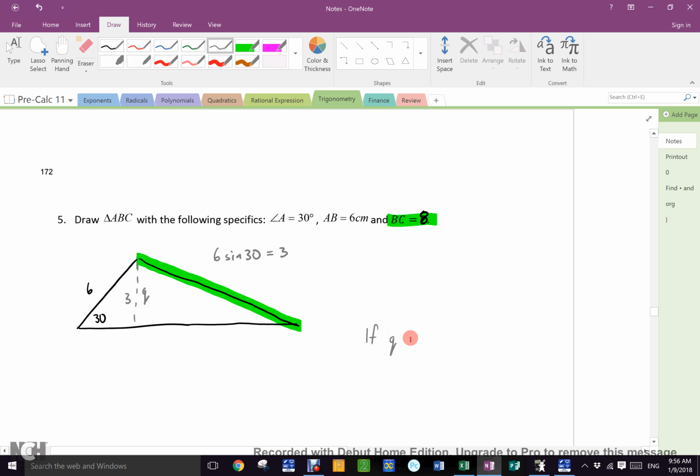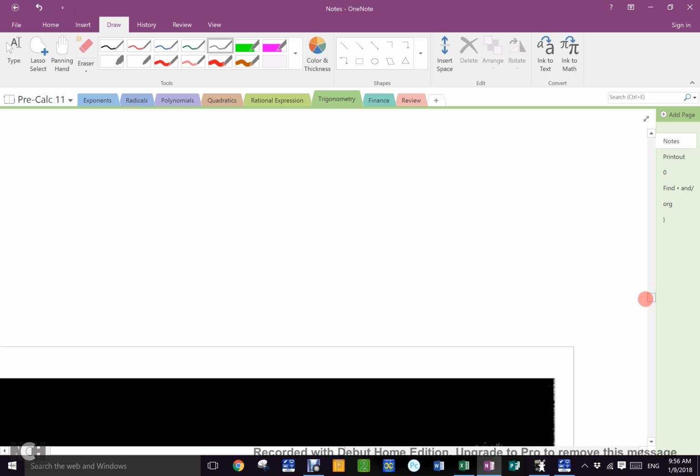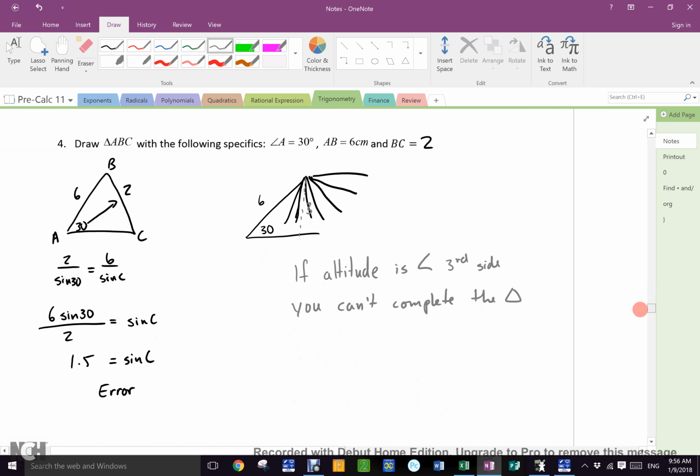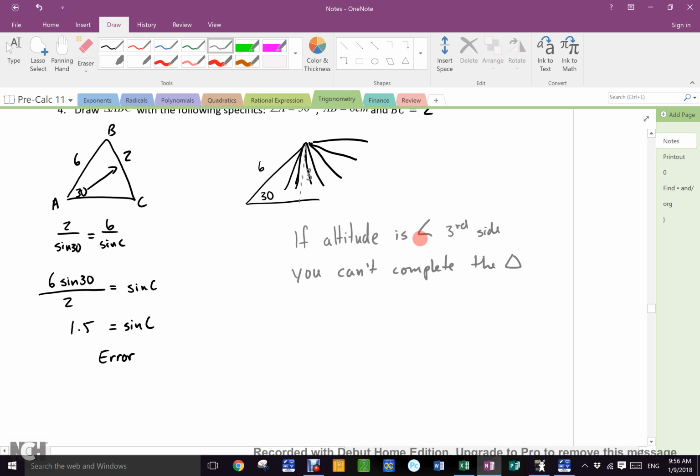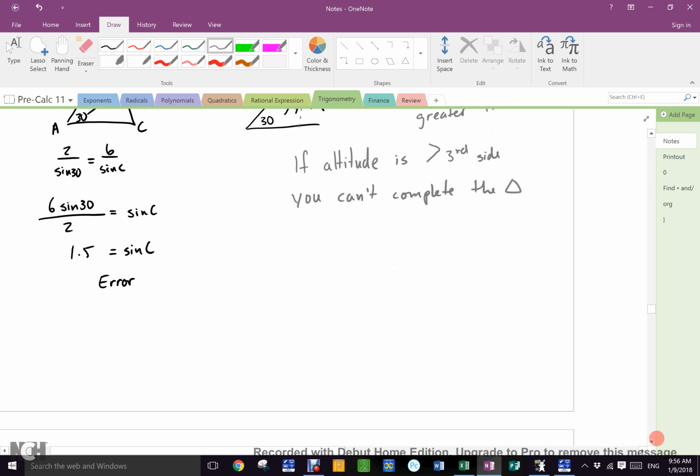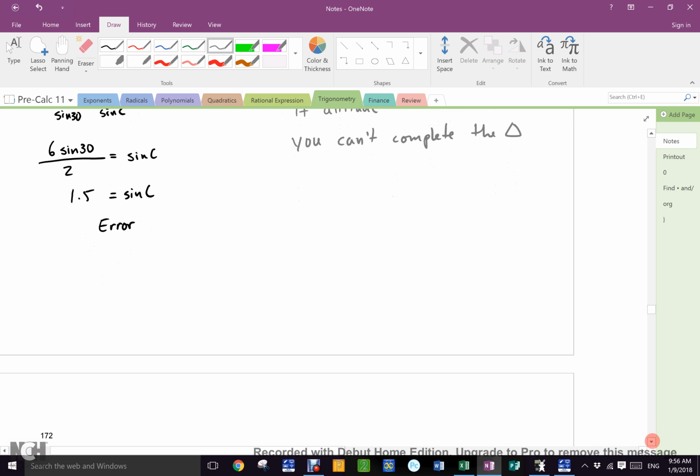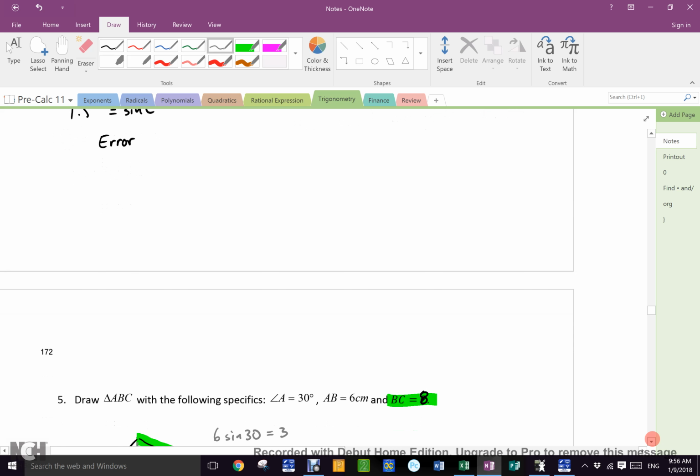If Q is... Oh, did I screw up that last one, didn't I? Because I said if Q is less than. The altitude is, I was right the first time. If the altitude is greater than the third side, you can't complete the triangle. Sorry, guys. I should have actually written it out. Sorry about that. My fault.